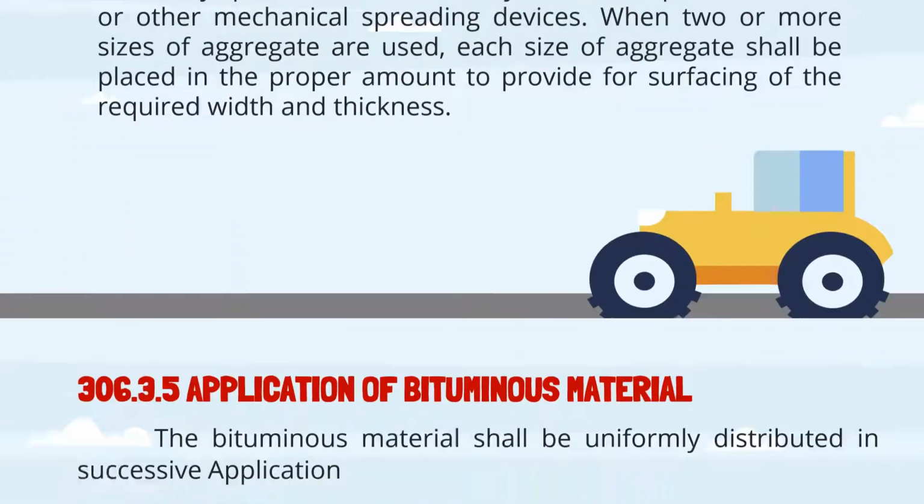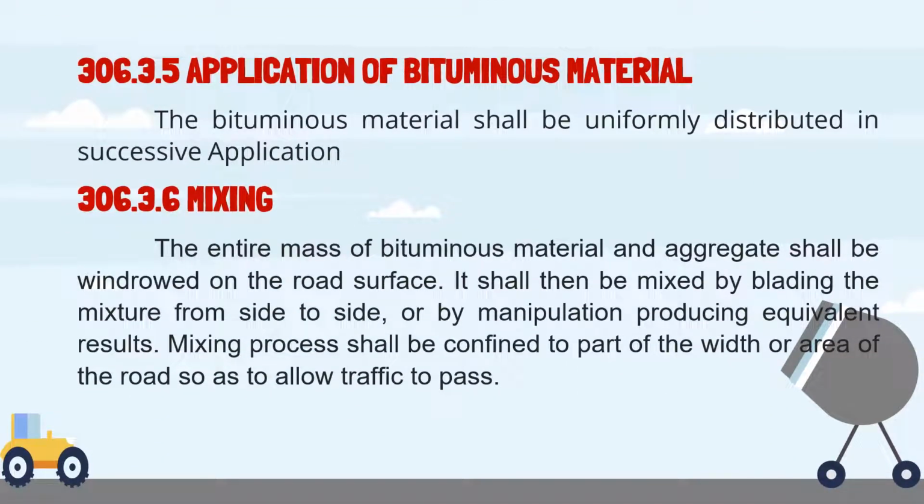Next is Item 306.3.5, the application of bituminous material. The bituminous material shall be uniformly distributed in successive applications. The mixing equipment shall follow immediately behind the distributor after each application of bituminous material to partially mix the aggregate. Next is the mixing. The entire mass of bituminous material and aggregate shall be windrowed on the road surface.